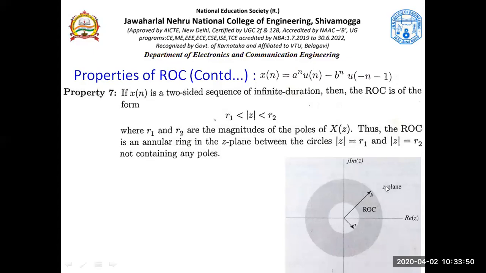So this is the circle which can be referred to as the Z equal to B circle in particular, or in general it can be called the Z equal to R2 circle. This is called the Z equal to R1 circle. Get that? So the ROC is outside the Z equal to R1 circle and inside the Z equal to R2 circle. So the region of convergence is a ring for a double-sided infinite length sequence.